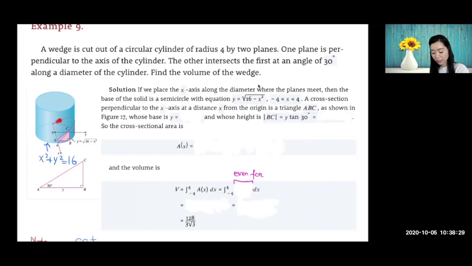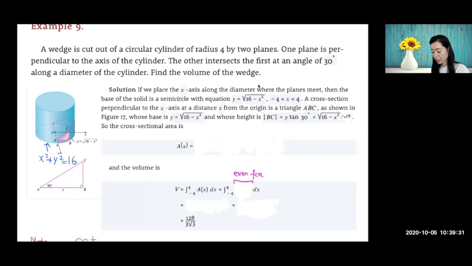Now, to find the volume for this solid, this wedge here, we're going to slice it this way, vertically. Each cross-section is a right triangle, like this, with this angle being 30 degrees. So let's find the cross-sectional area here. It will be 1/2 base times height. The base over here corresponds to the y coordinate of this one, so it is going to be the square root of 16 minus x squared. What about the height? The height over y is going to be the tangent of 30 degrees. So this height here, BC, is going to be this y times tangent of 30 degrees.